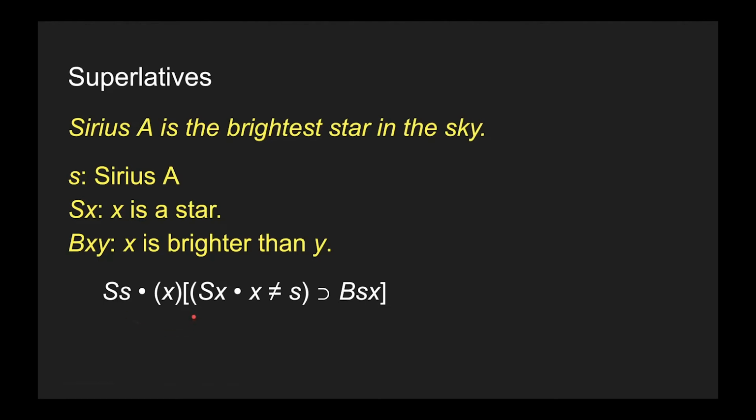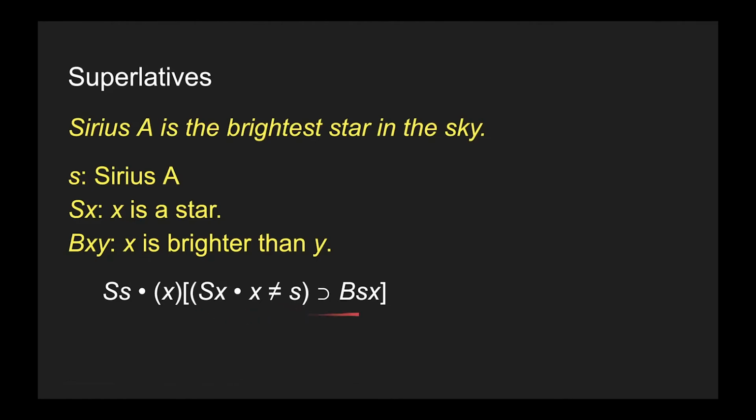So we need a way of defining a group for all of the stars that are not identical to Sirius A, all the stars except for Sirius A. So we're going to need a universal quantifier. And we said that the antecedent of the conditional inside that universal quantifier is going to be the group that we're talking about. So here we're talking about things that are stars and things that are not identical to Sirius A. That's why we have the non-identity statement inside the antecedent of this conditional.